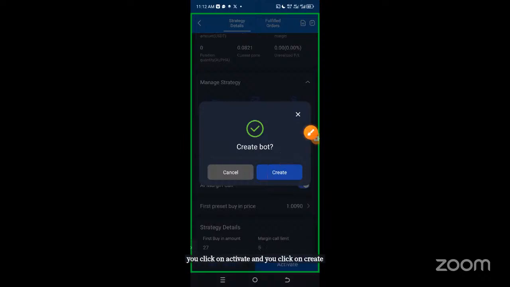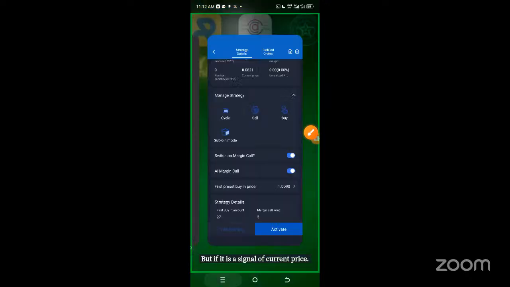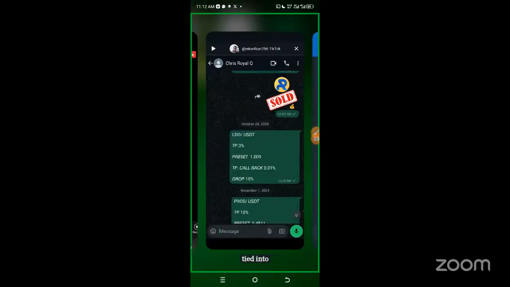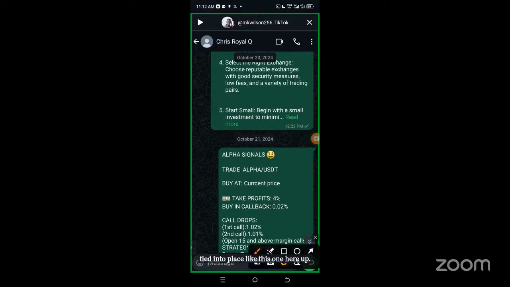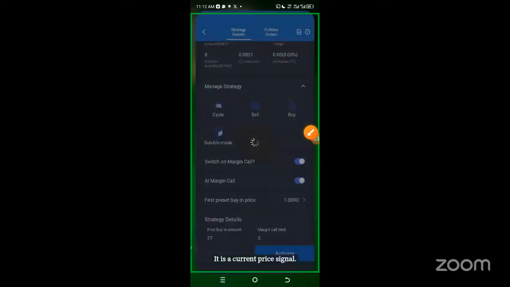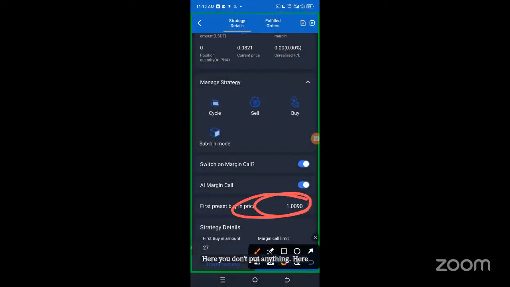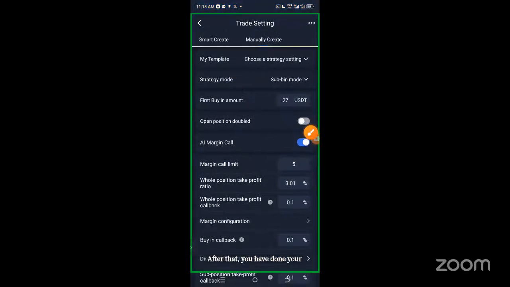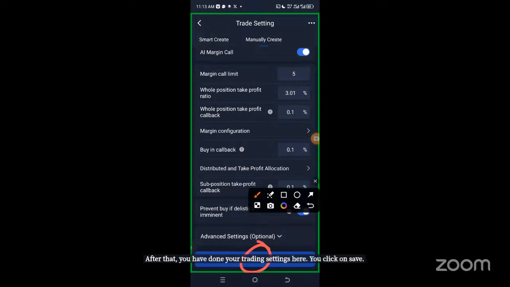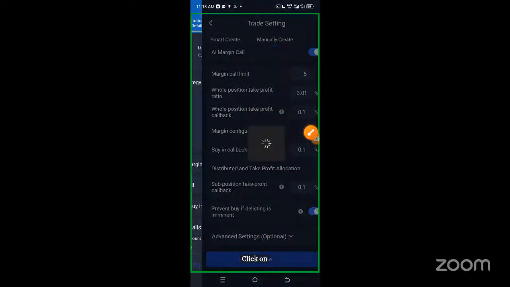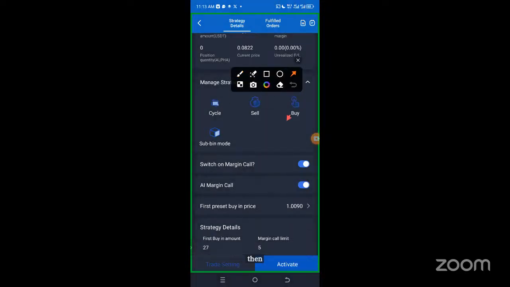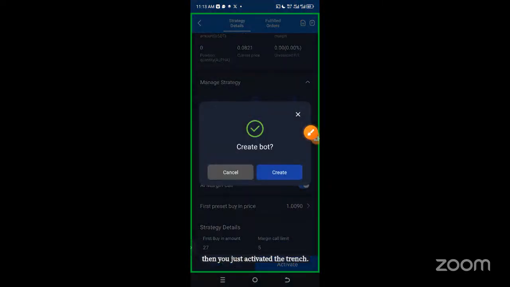But if it is a signal of current price, like this one here, it is a current price signal. Here you don't put anything. After you have done your trade settings, you click on save, click on sure, then you just activate the trade. The robot will buy at current price.